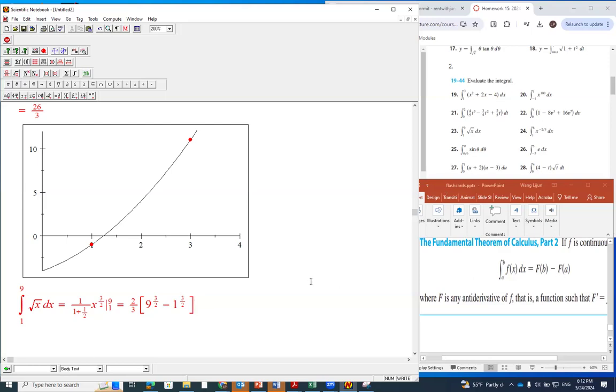Almost there, right? We apply Fundamental Theorem of Calculus Part 2. And what does that equal to? Algebra. This is all arithmetic, right? 9 is 3 squared.